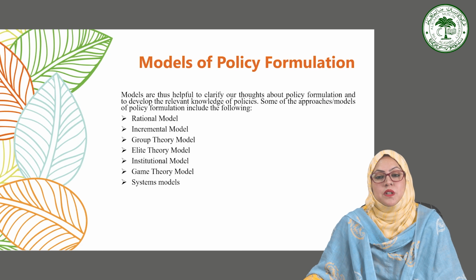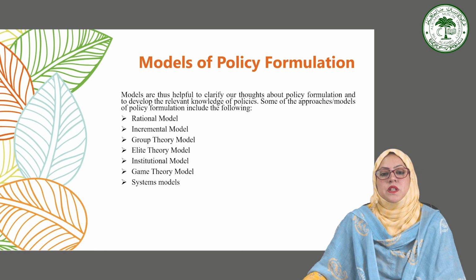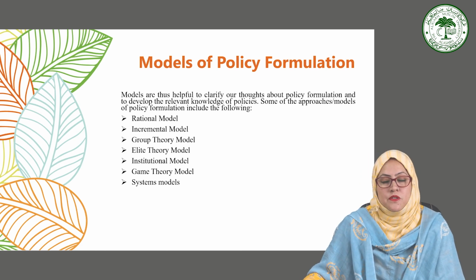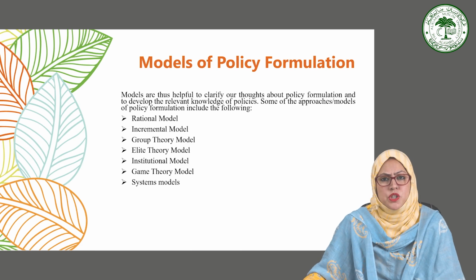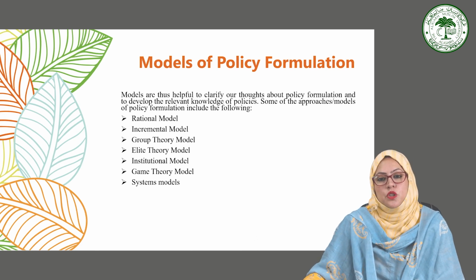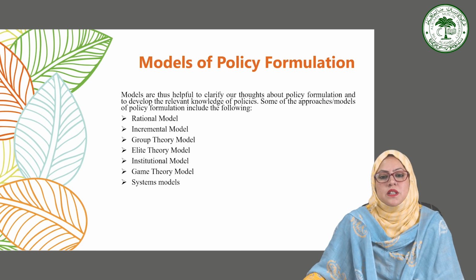A policy is said to be rational only when these steps are followed: identification of society's values, preferences, and their relative weights; finding the policy alternatives which are available; evaluation of the consequences of each policy alternative; and the calculation of the ratio of benefits to cost for each alternative. Then selection of the most efficient policy alternative. So these are very important.